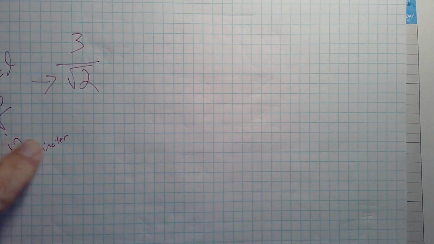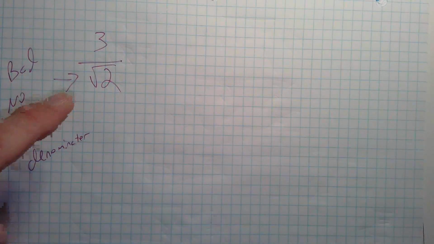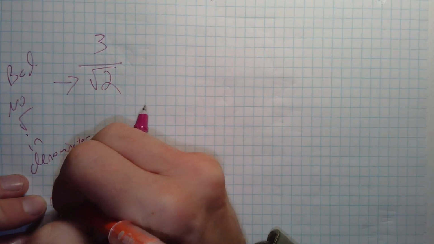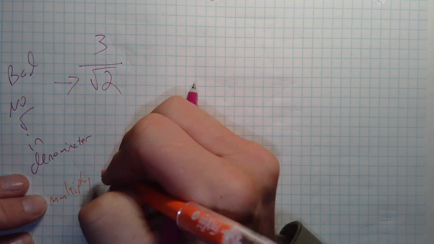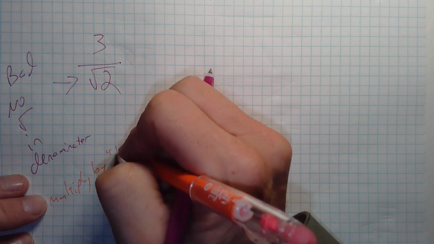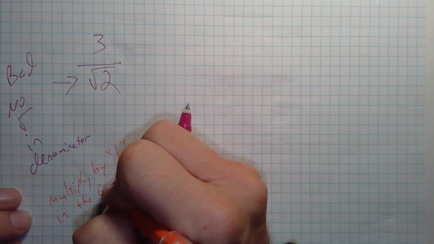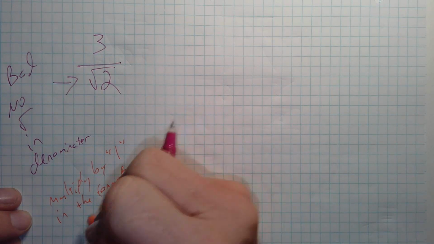So in your simplification step, undo it. And we undo it by multiplying this by 1, in the form of the radical.